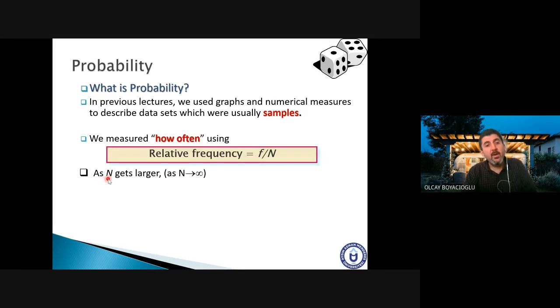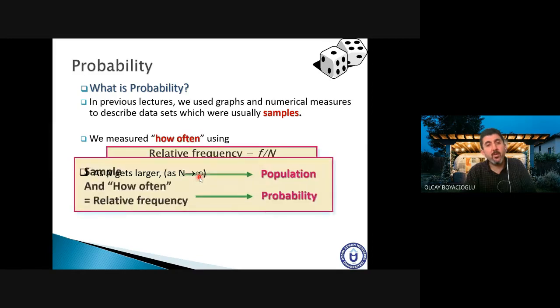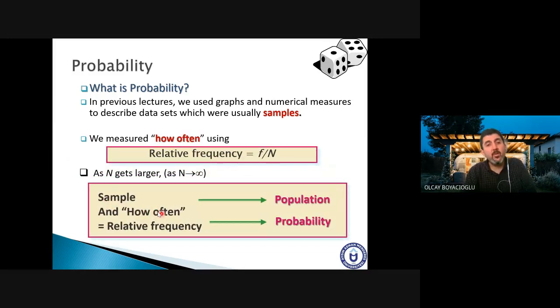Okay, and as the n gets larger, so that means as the n gets larger, what happens? Our question of how often becomes relative frequency at that time. All right, guys, because when the n is getting larger, we are reaching the entire population. Okay, think about it this way. So we are looking at the relative frequency, but at that time, now we are looking at the entire population. All right.